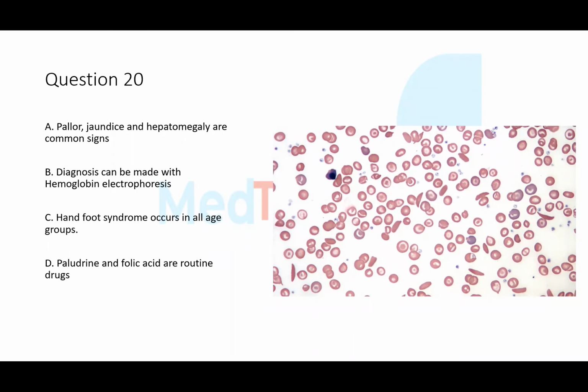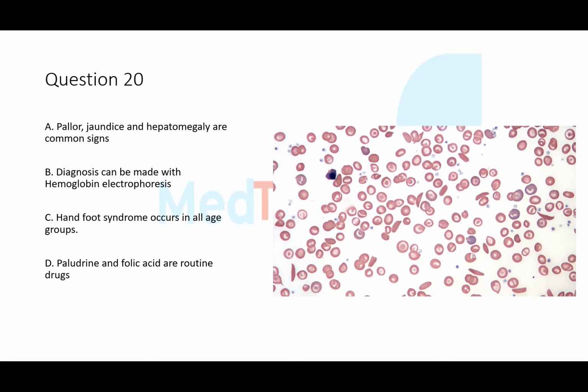So you definitely know that they are talking about sickle cell disease. For sickle cell disease, pallor, jaundice, and hepatomegaly are common signs. Sure, they do have all of these three. Diagnosis can be made with hemoglobin electrophoresis. Yes, hemoglobin electrophoresis is used to establish the diagnosis of sickle cell disease. Hand and foot syndrome occurs in all ages? It does not occur in all ages. It's a common manifestation in infants shortly after the disappearance of fetal hemoglobin after 6 months of life. Most babies with the severe form of sickle cell disease start manifesting features of acute VOC, vaso-occlusive crisis. And the commonest VOC that infants will manifest is the hand and foot syndrome.